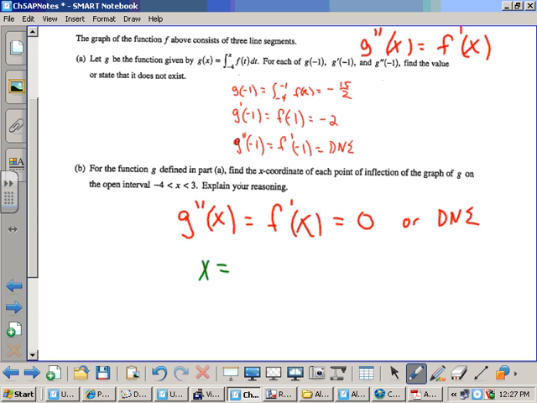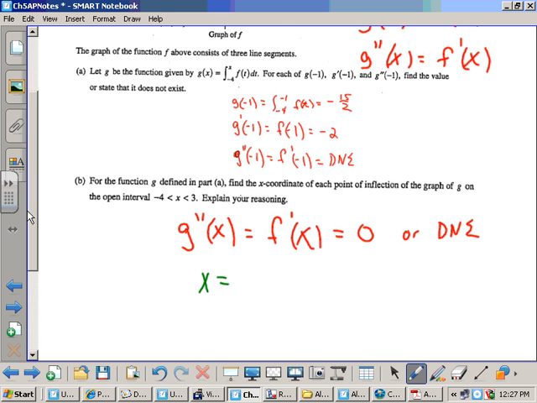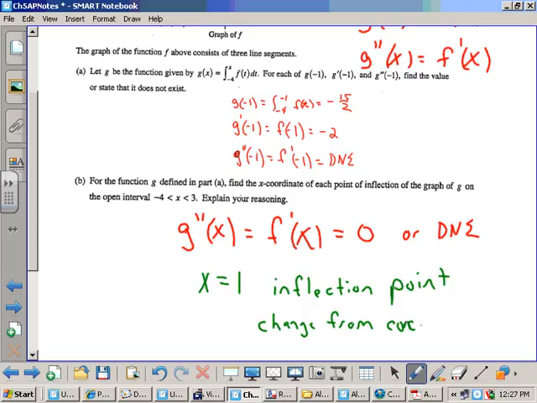So at x equals 1, inflection point, we have a change in concavity, concave up to concave down at x equals 1. Therefore, it's an inflection point.